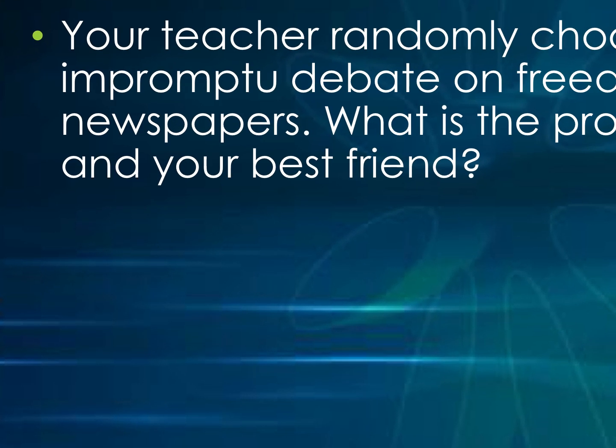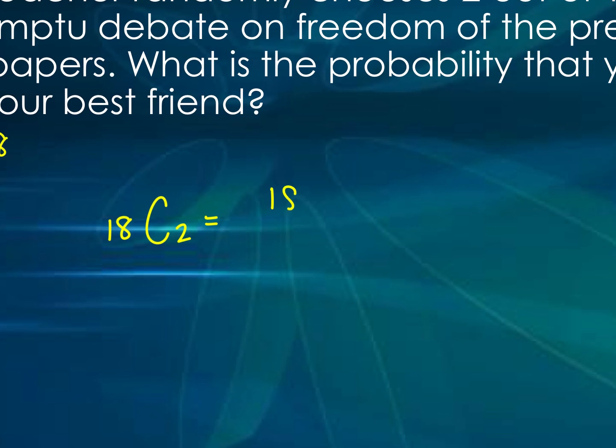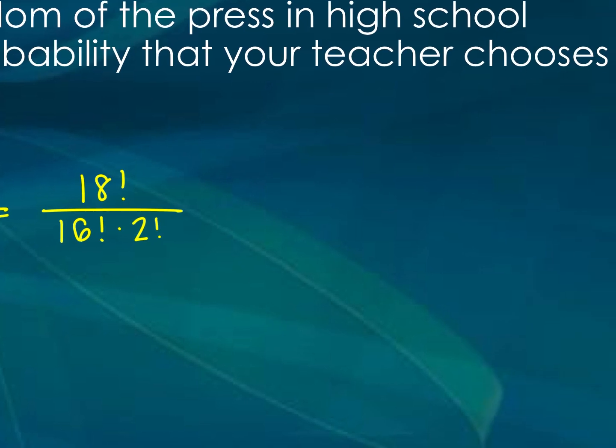I'm going to go ahead and look at it. I have the total number of students that she has, which is going to be 18. How many is she choosing? 2. So I need to find my total outcomes. How many possibilities are there? So I have 18C2, which is going to be 18 factorial over 18 minus 2 factorial times 2 factorial. Solving this one, I'm going to get 18 factorial over 16 factorial times 2 factorial, and writing it out again.